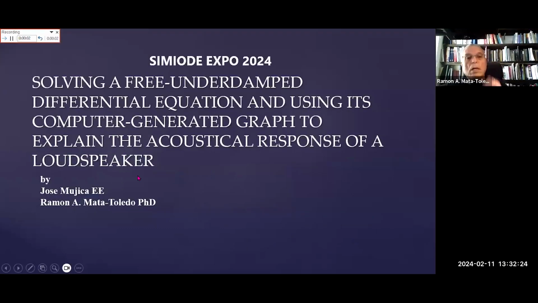start the show. Today we'll be talking about using an underdamped differential equation and the graph that is generated to explain the response of a loudspeaker. Before I start, let me give you a little bit of background. Most of our students are sound technicians, so we have always been looking for examples or applications of differential equations to something that catches their interest.